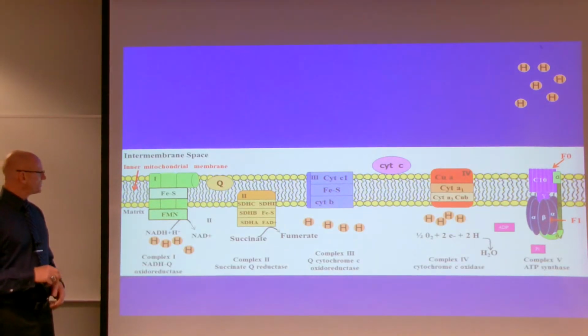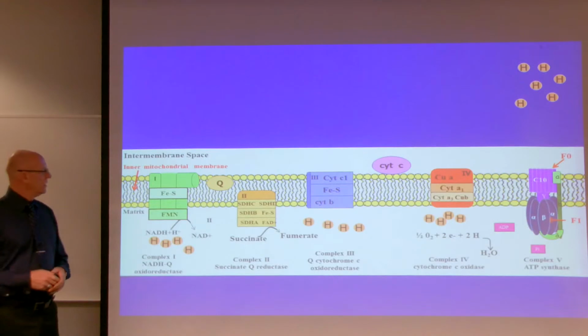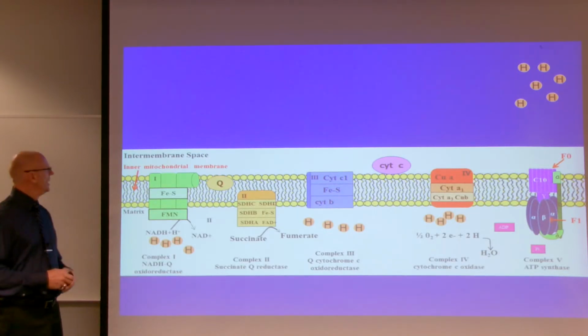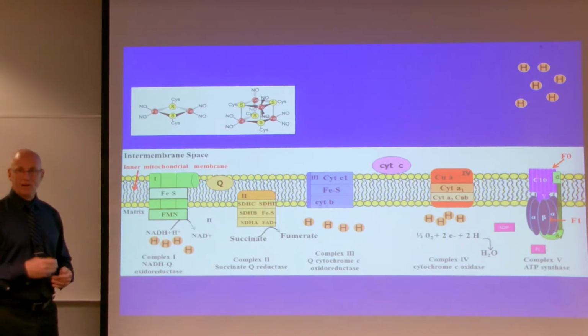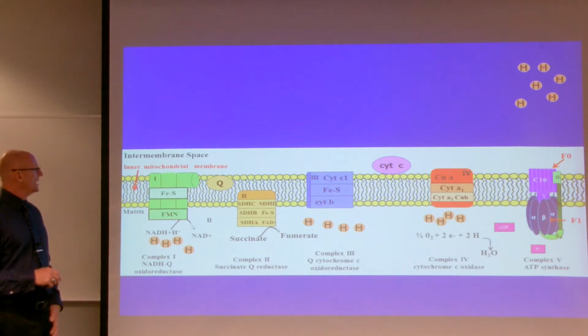The reduced form, FMNH2, will then pass those electrons to the iron-sulfur center. In the iron-sulfur center, iron in its oxidized state is Fe3+, and it can become reduced as the oxidized form goes to Fe2+. These are the irons and the sulfurs. Again, it goes from its ferric to its ferrous state as it goes from oxidized to reduced. So the electrons are passed from the NADH to FMN to the iron-sulfur center and then to the ubiquinone.